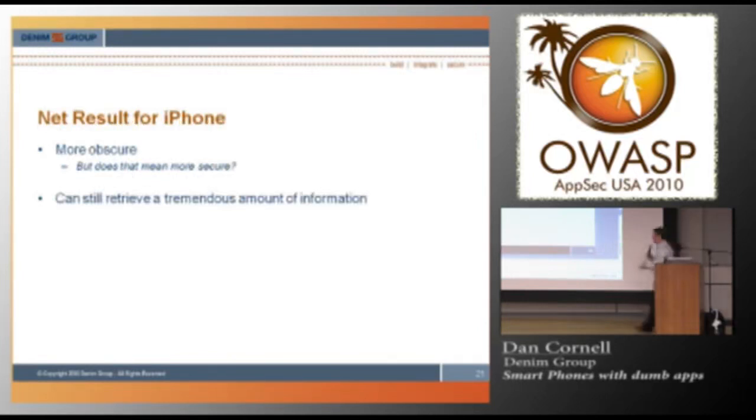So the net result for iPhone applications is they're certainly more obscure because of some of the platform stuff with the encryption, because of the language they're written in, the way the binaries are built. You don't get as much information, so it's more obscure, but at the end of the day that's not going to actually make you more secure, because you can still retrieve a tremendous amount of information.